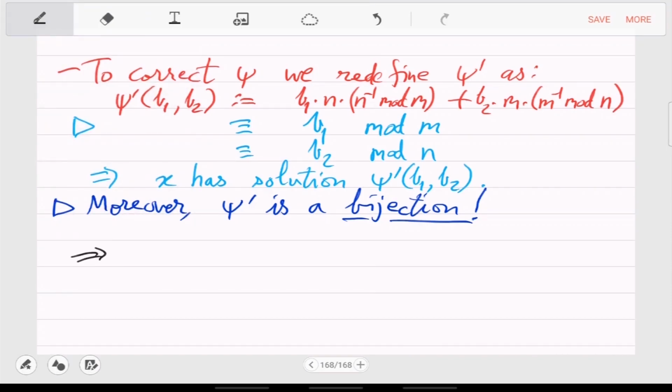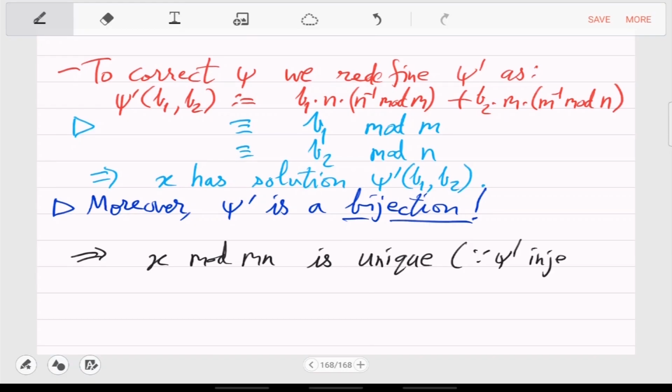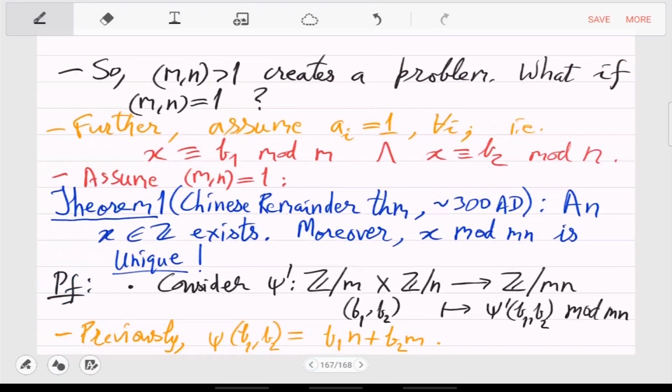This implies that, since psi prime is injective, two different x's, like x and x prime, cannot have the same B1, B2. That trivially follows from this. Any questions? That completes the theorem.